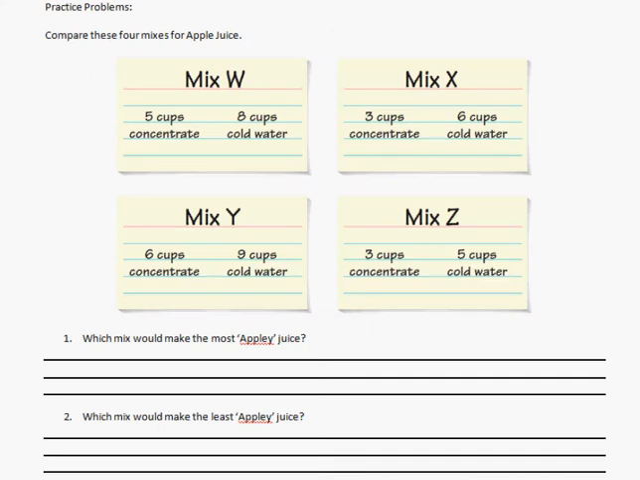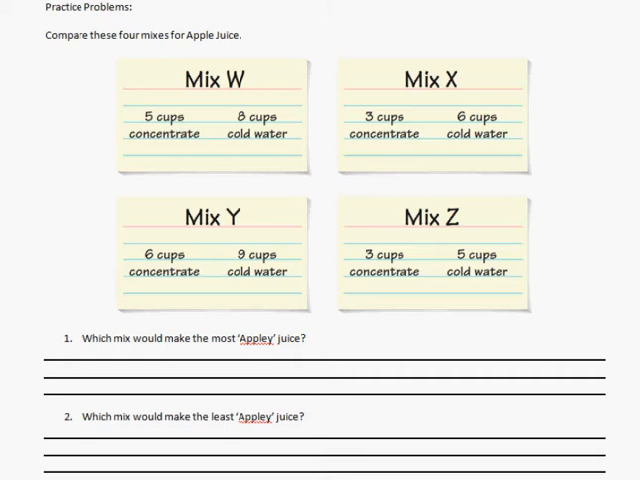Moving on to practice problems. Compare these 4 mixes for apple juice. Basically, we're doing the same exact thing we did with orange juice, except different juice, different numbers. Mix W, 5 cups concentrate, 8 cups of water. Mix X, 3 cups concentrate, 6 cups cold water. Mix Y, 6 cups concentrate, 9 cups cold water. And mix Z, 3 cups concentrate, 5 cups of cold water. Number 1, which mix would make the most apple juice?